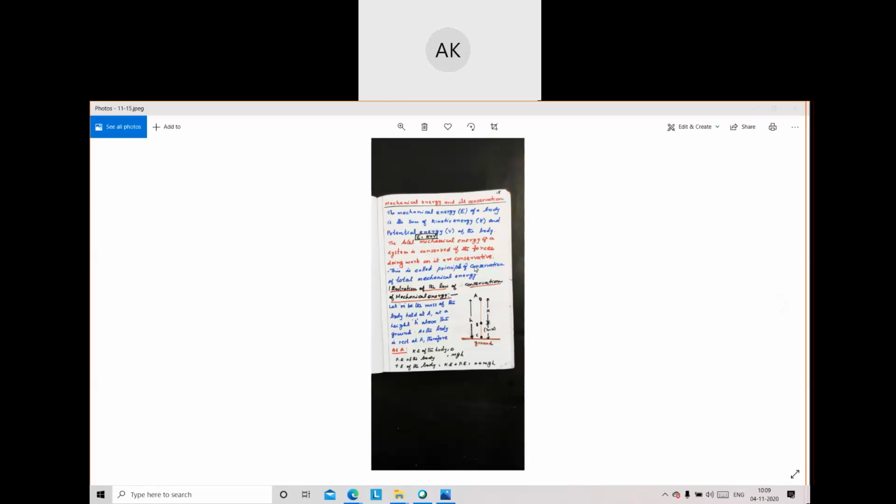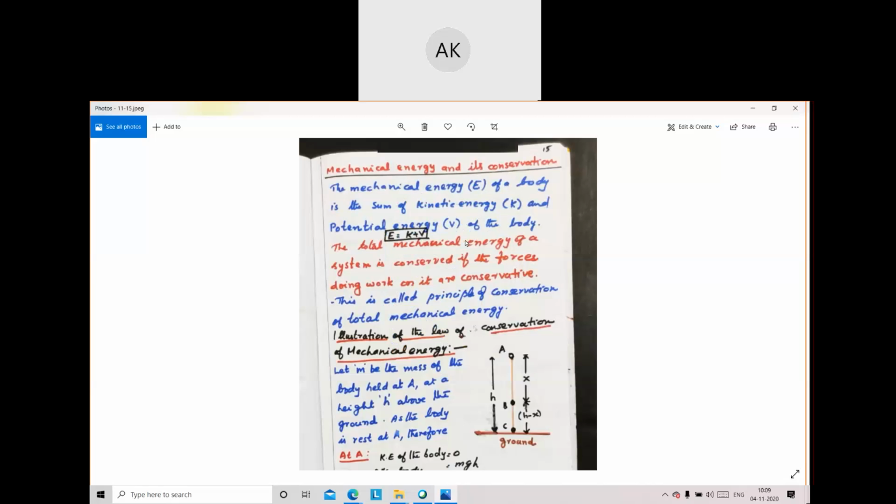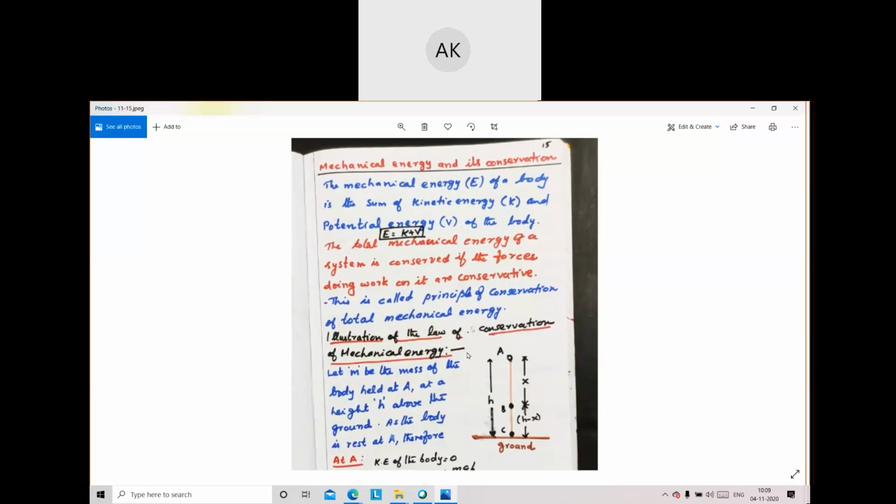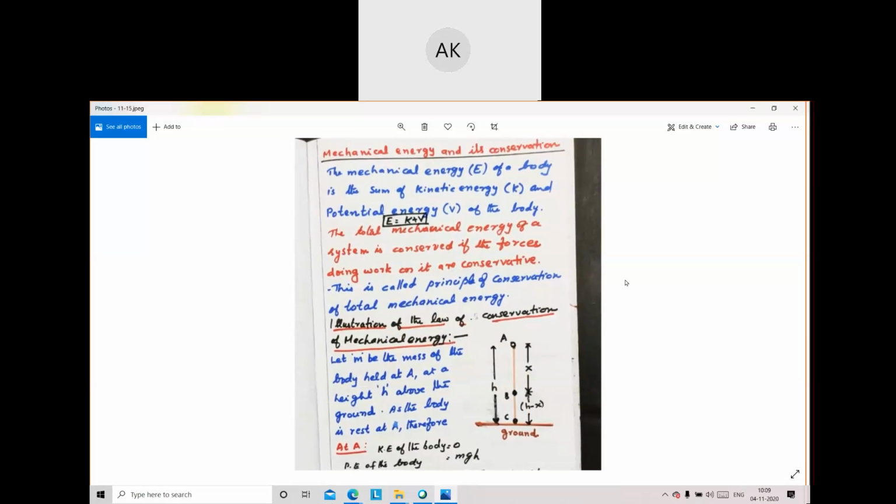Okay, so today we will be discussing conservation of mechanical energy. Last day we just started that. What is mechanical energy? It is the sum of kinetic energy and potential energy. When will a body have kinetic energy? When a body moves. What is the expression for kinetic energy? Half m v square. That is the expression for kinetic energy.